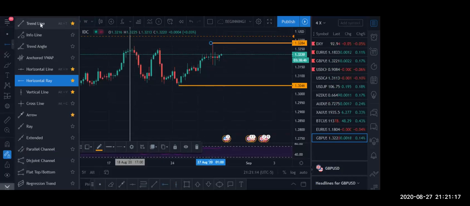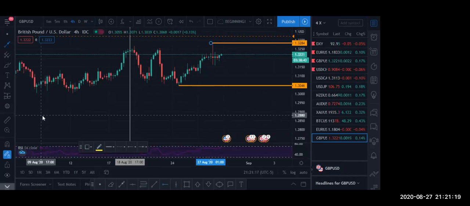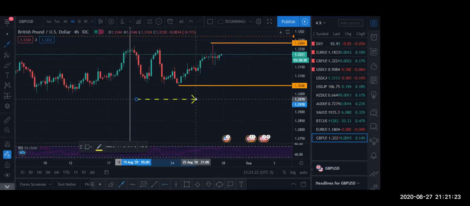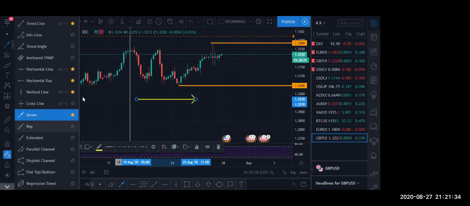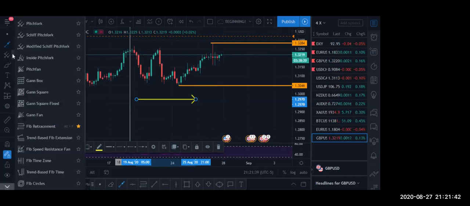And then what else do I want to use? Arrow. I know right now we're going sideways, so I'm going to get a little arrow and make a little sideways line. And you just use all of this to help you understand what's going on. What else do we have? I think those are the main lines that we actually use. Yeah, arrows, horizontal rays, just to give us a good point of what we need to look at.